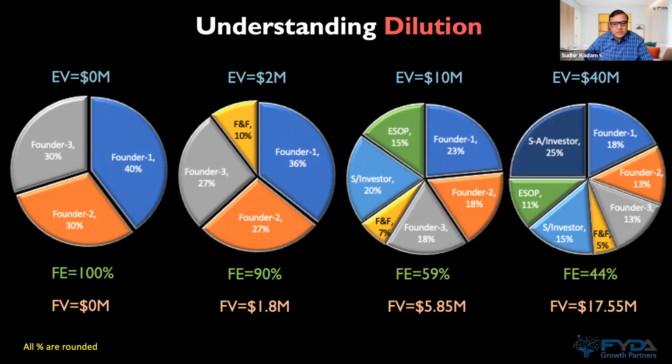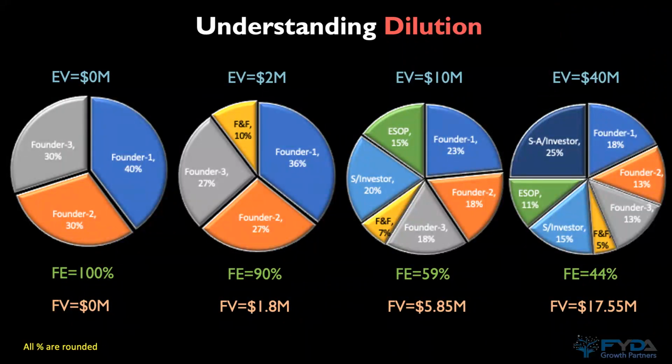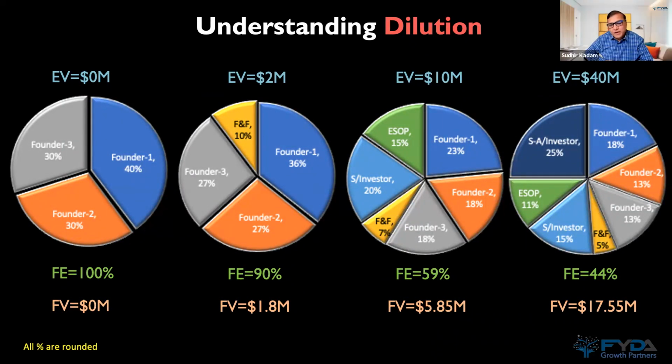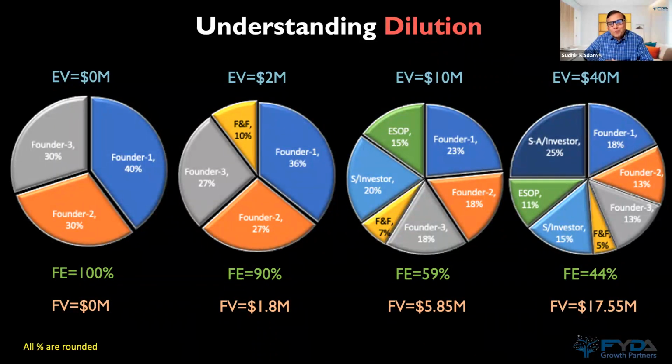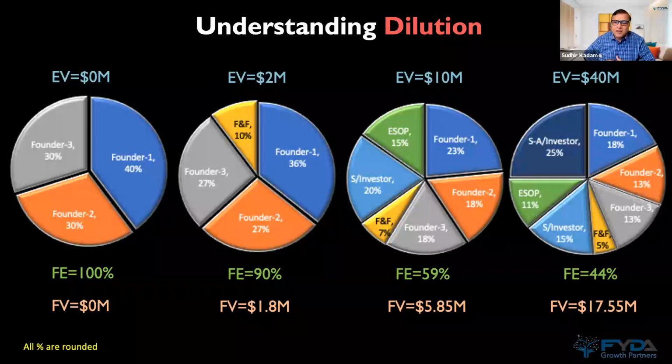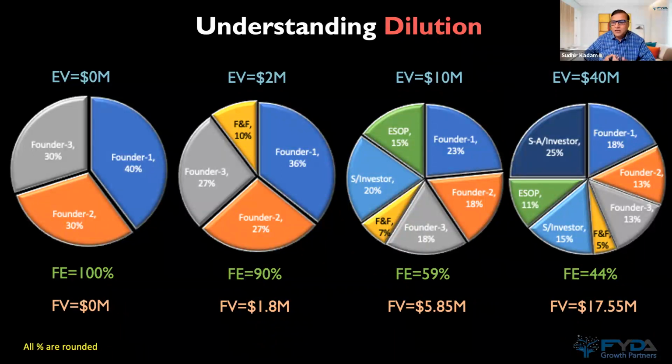The moment you got the first investor, your founder's equity was 90% of 2 million, which is 1.8 million. In the second round, although your equity was reduced to 59%, the founder's valuation now suddenly became 5.8 million. And in the final round, the Series A round, although you have only 44% equity, your valuation is now 17.5 million. So as you diluted, your company valuation increased, and your founder equity value also increased.